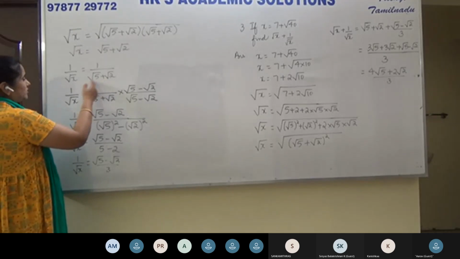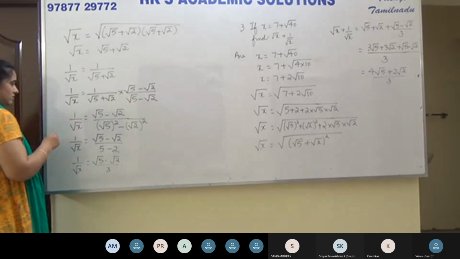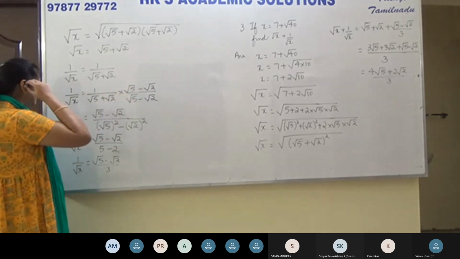Now what do we have to do? Since the denominator is irrational, we need to rationalize it. So we multiply and divide by the conjugate.